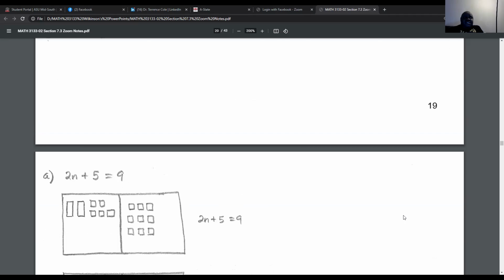Let's start with part A. 2n plus 5 is equal to 9. To represent that, for 2n we need 2 n tiles. For the plus 5, 5 one tiles. And then that's equal to, that's where this vertical line comes in, 9. We need 9 one tiles, like this.